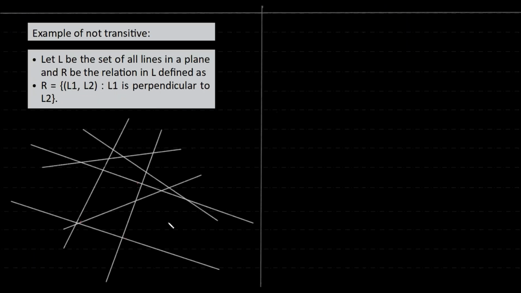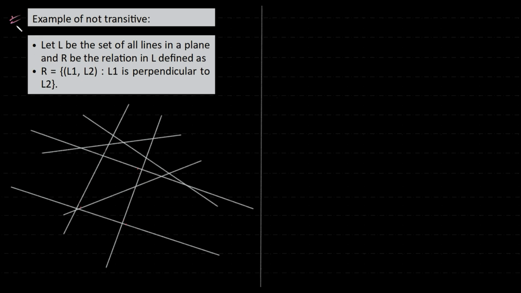Let me pick up an example which is a good example actually, where things are not transitive. So we have L, the set of all lines in a plane, and R be the relation in L defined such that it will pick up ordered pairs where L1 is perpendicular to L2. So we have a few lines, and say this is perpendicular, this is, and this is. So this is the first line L, M, N, and I think T.